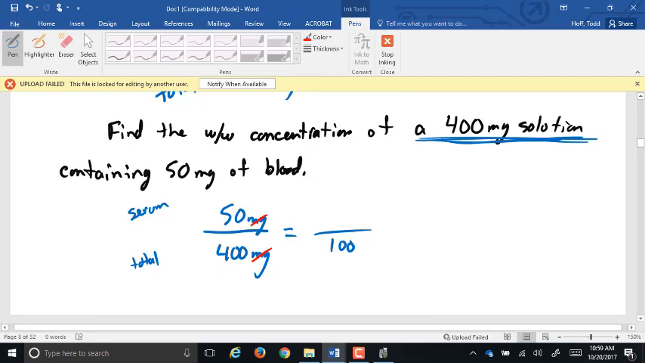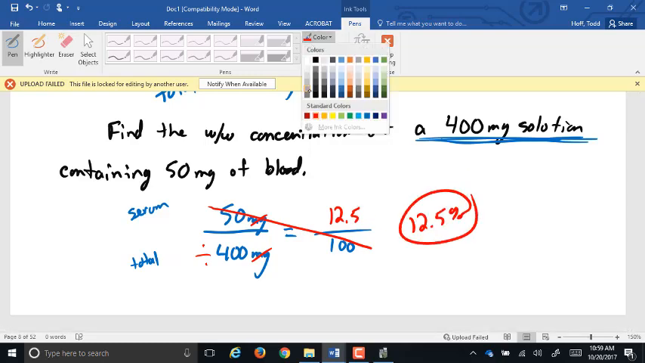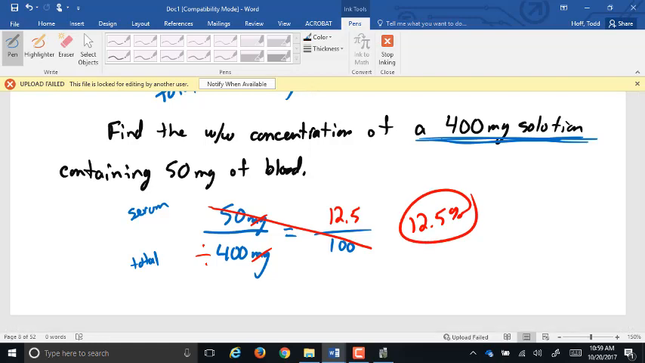So then we have 50 over 400 equals blank over 100. We'll cross multiply and divide. 50 times 100 divided by 400 is 12.5. So that is a 12.5% solution. I'm guessing you got 11.11 if you did the 450.